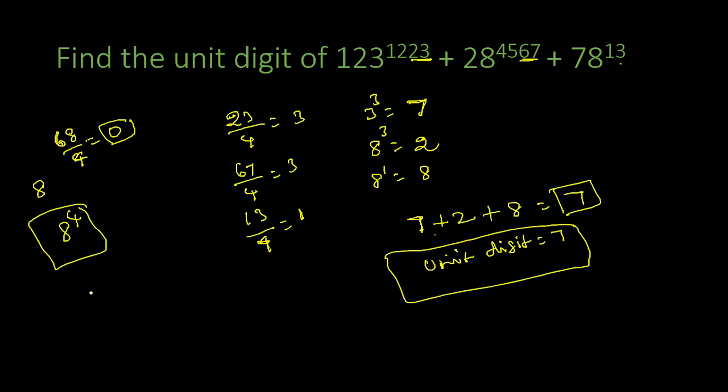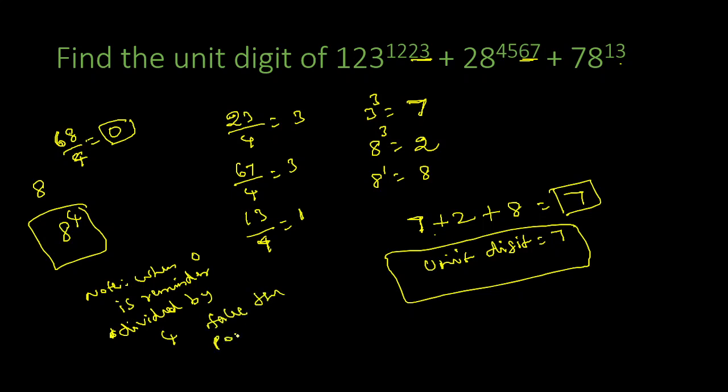Okay, so you can make a note of it: when 0 is the remainder when divided by 4, take the power as 4. So this is the rule. Okay, so in this case you have the unit digit as 7.